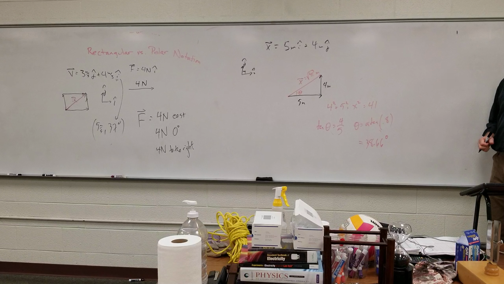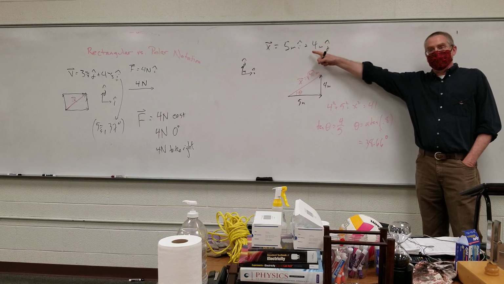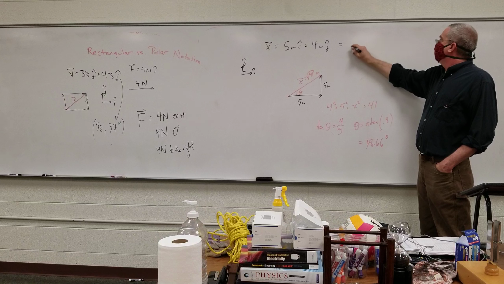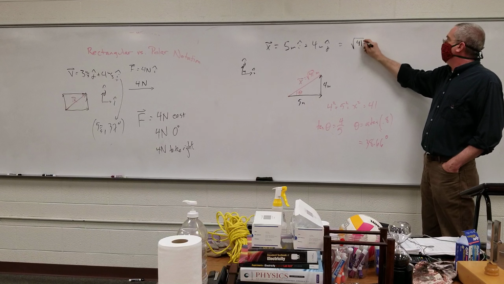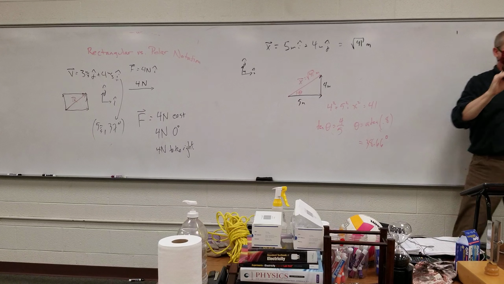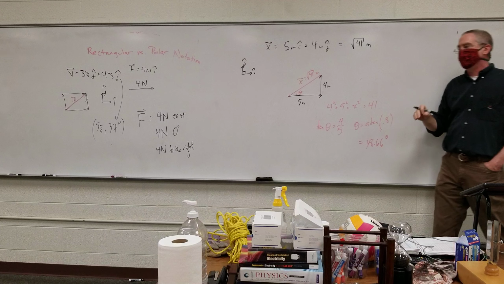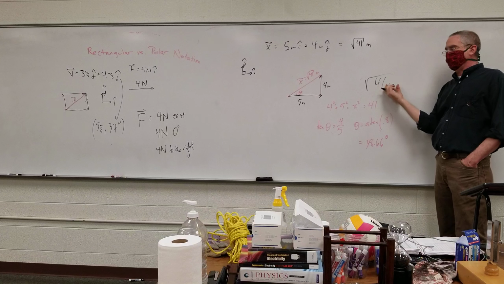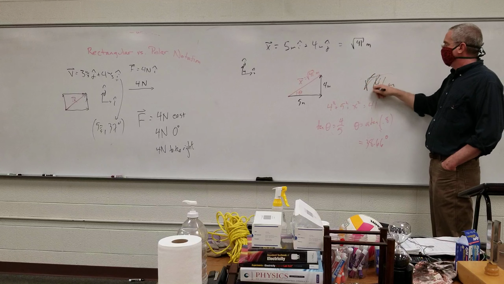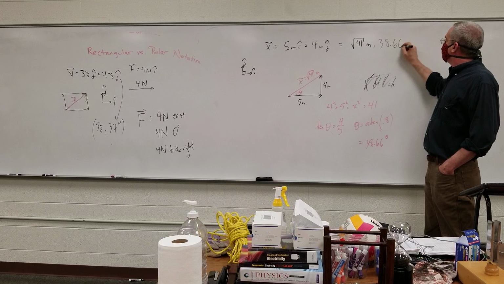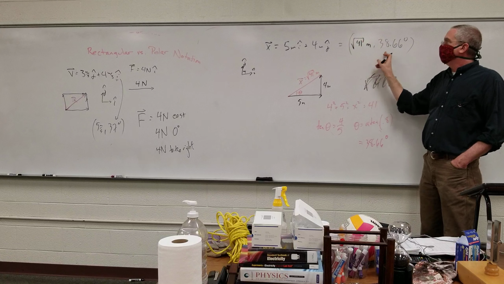So, rectangular form, that is equivalent to square root of 41 meters. I'm gonna bring the line down here, just to emphasize the fact that the m is not inside the radical. I see sometimes people do 41 and then I'm not quite sure what they intended there. And then 38.66 degrees, polar form.